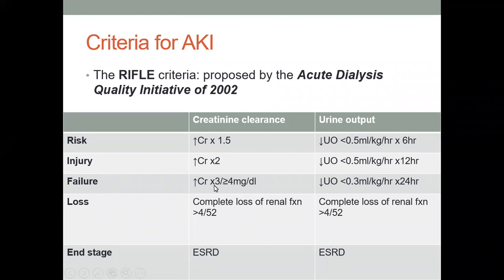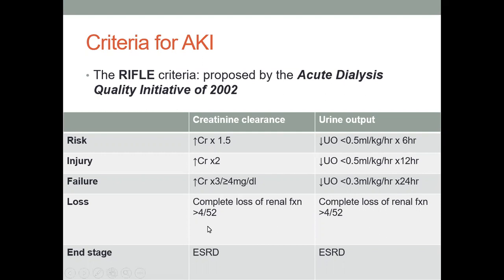And then when the increase in serum creatinine is almost about 3 times normal, which is more than 4 milligrams per dL. All right, urine output is now less than 0.3 ml per kg per hour for 24 hours, where you have established failure.